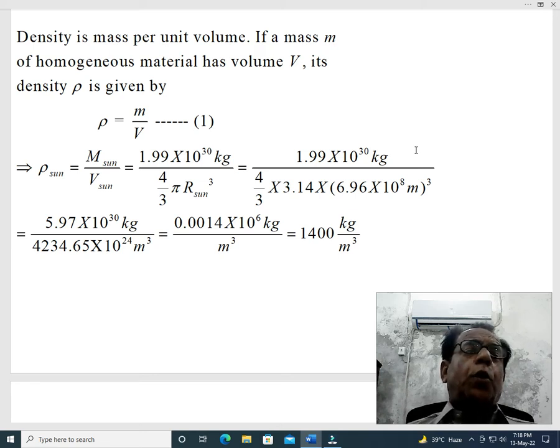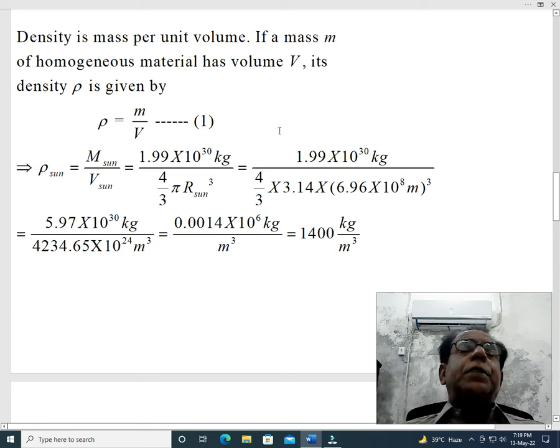This implies that in this case this equation will take the form: density of sun, where sun is written as a subscript of rho, is equal to mass of sun over volume of sun. We have already shown values of these two. Dear students, here mass of sun is 1.99 into 10 raised to the power 30 kilogram, which we have shown in the table. Moreover, the formula for volume of the sun is 4 by 3 pi r sun cube.